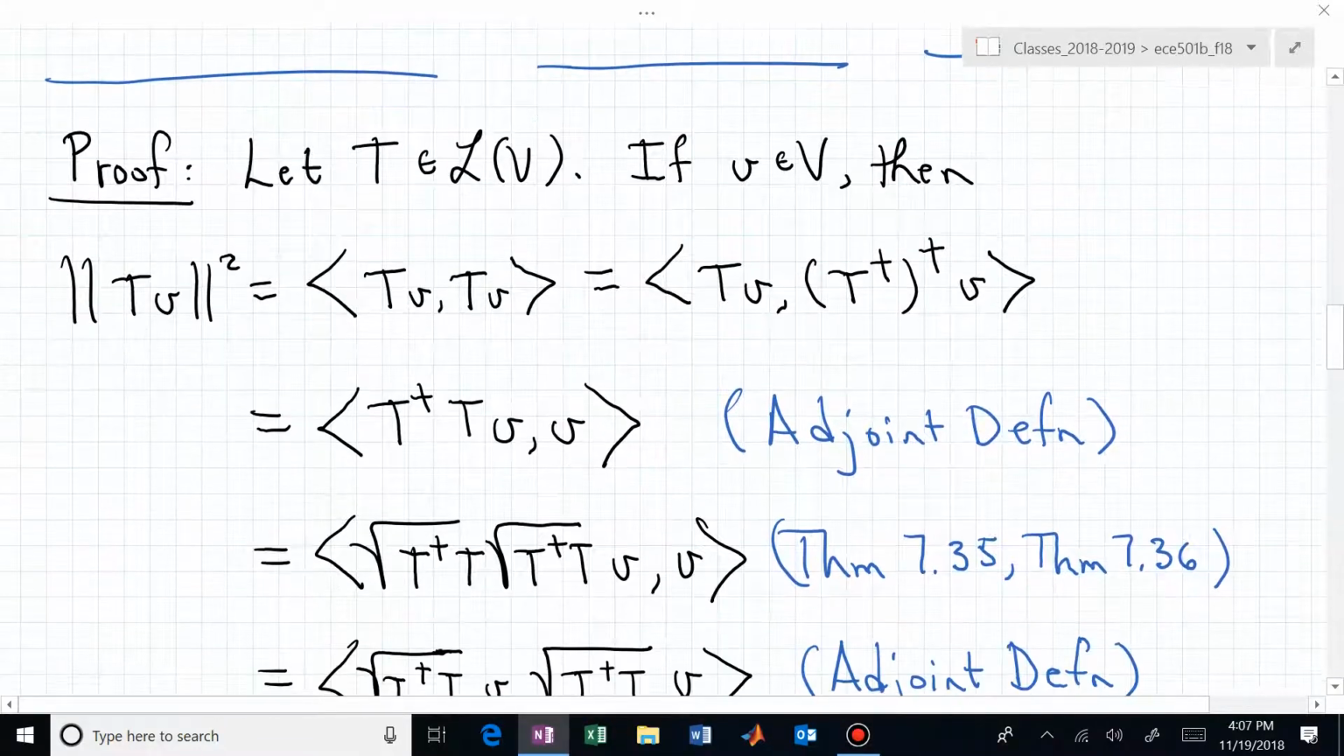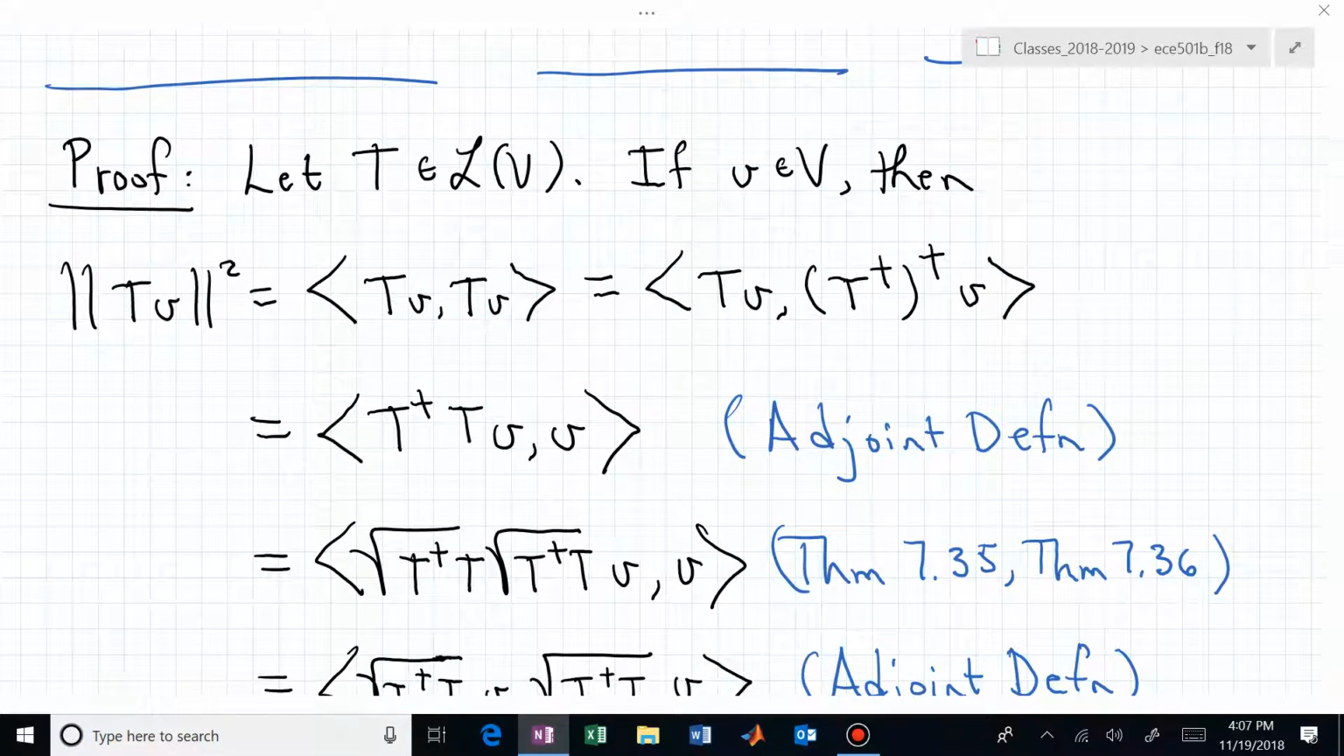Here's the proof in several steps. First, we're assuming that T is an operator that's an element of L of V. And just pick a generic vector v in that vector space capital V. Little v is in the vector space V. Then we can do the following steps.